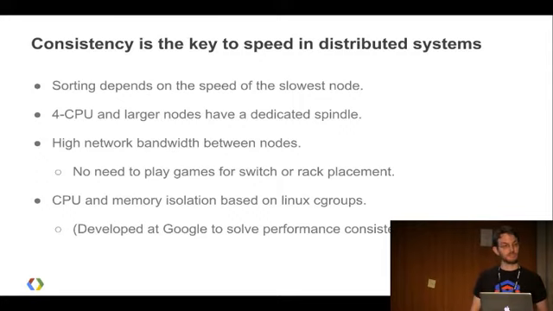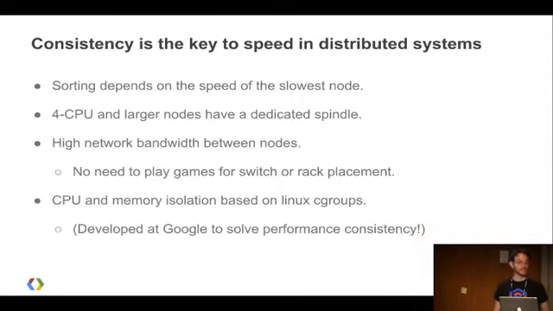So they chose 4 CPU instances because they had a dedicated spindle, they had high network bandwidth between the nodes, and given their stack, 4 CPUs seemed to be a sweet spot for them. We encourage you to try it out. Sometimes 8 CPU does better, sometimes 4. Some people seem to find that 1 is what their application needs.